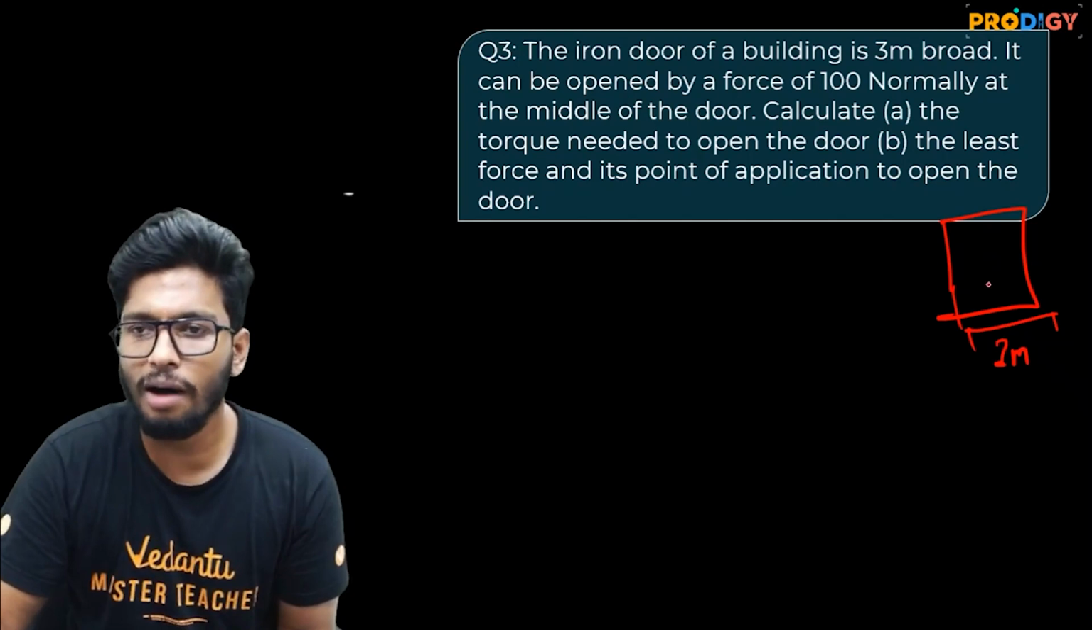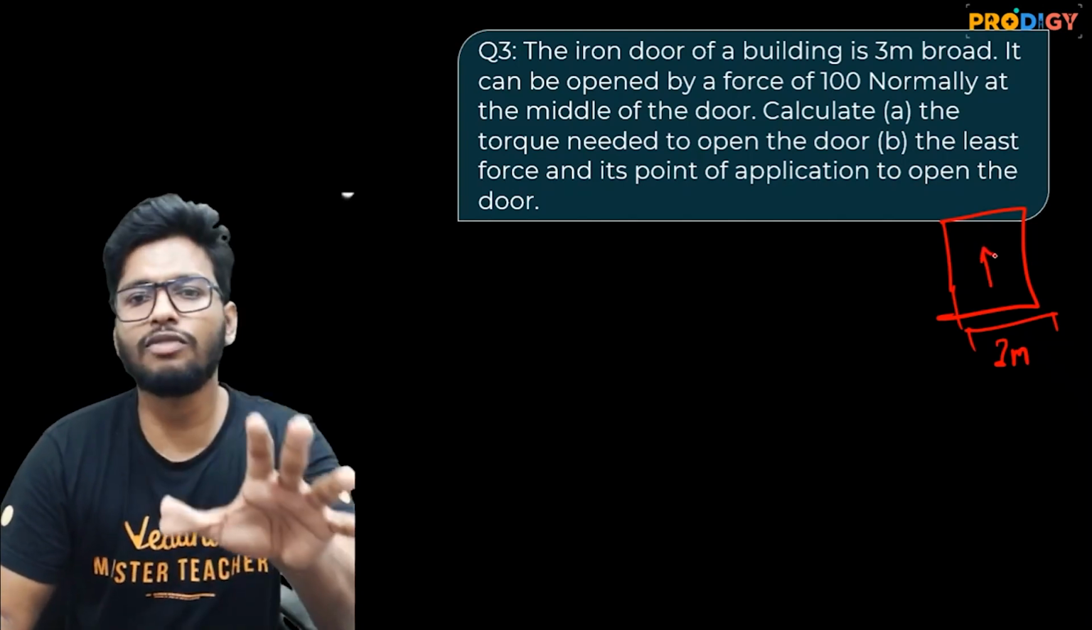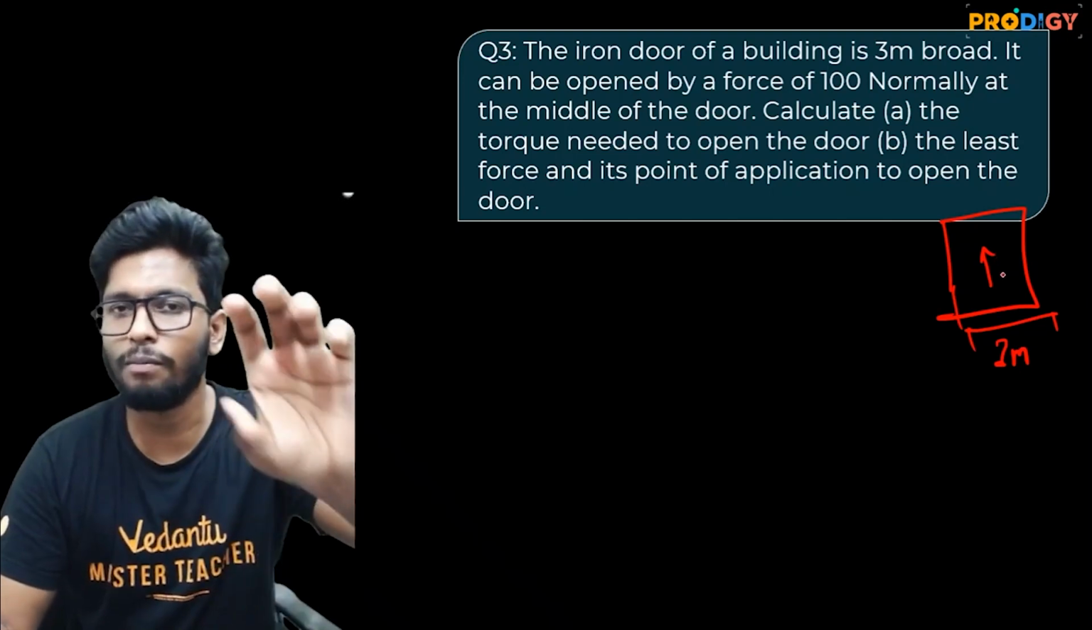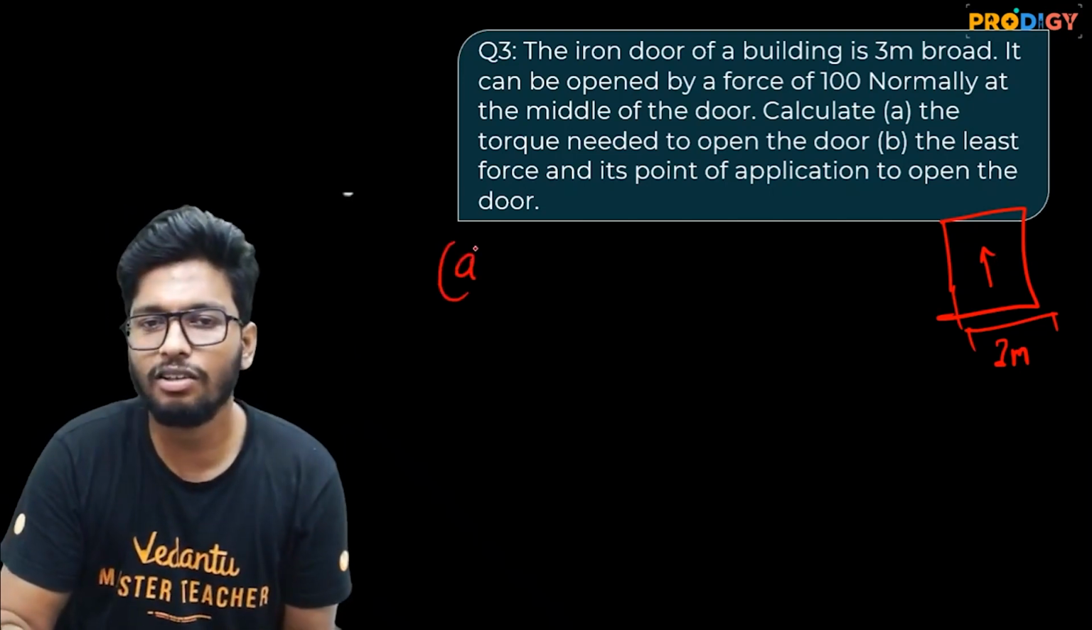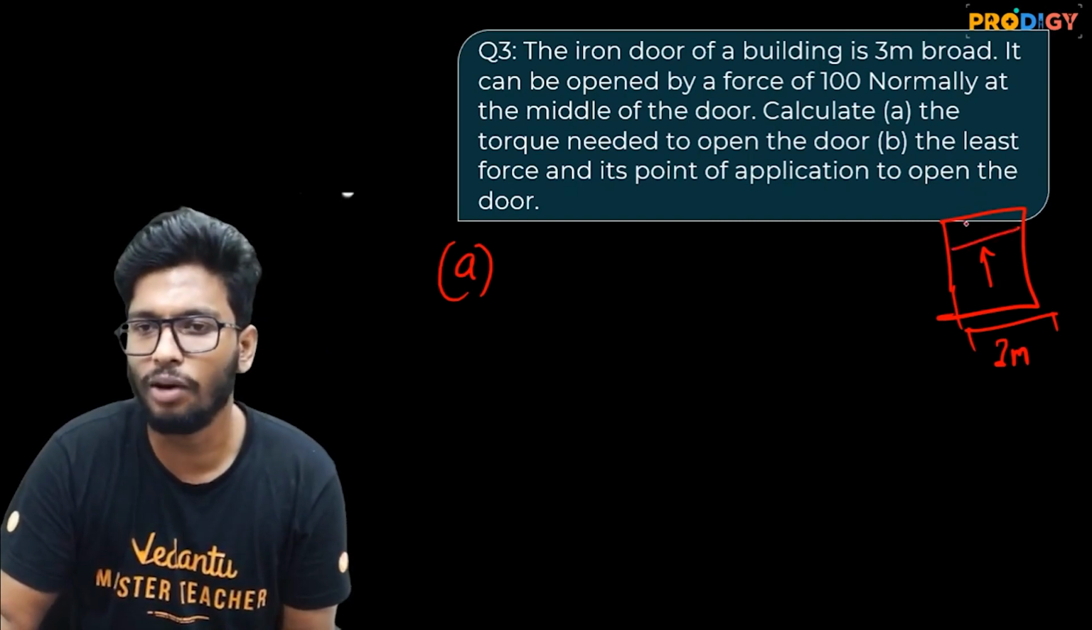You can know if you apply a force right in the middle, you can open the door easily. So first of all, calculate the torque needed to open the door when you apply the force in the middle. So how will you calculate that for the first one? So again, half the distance is what? Half the distance is 1.5 meters.